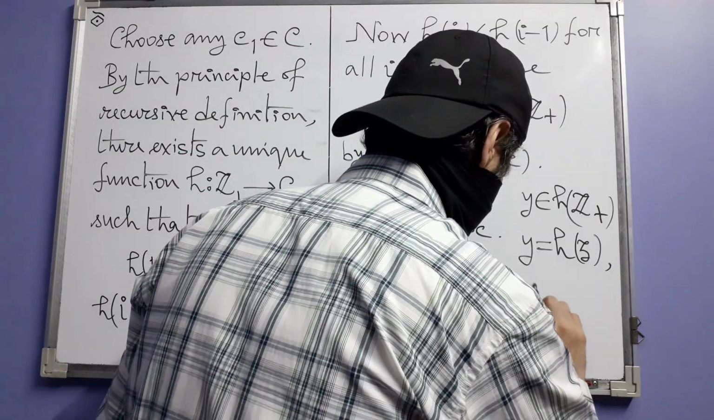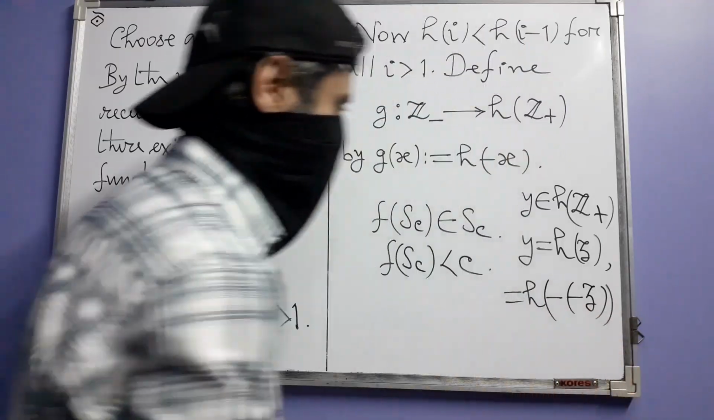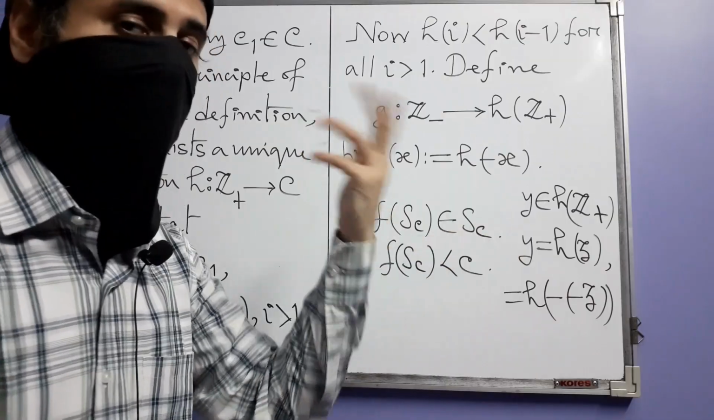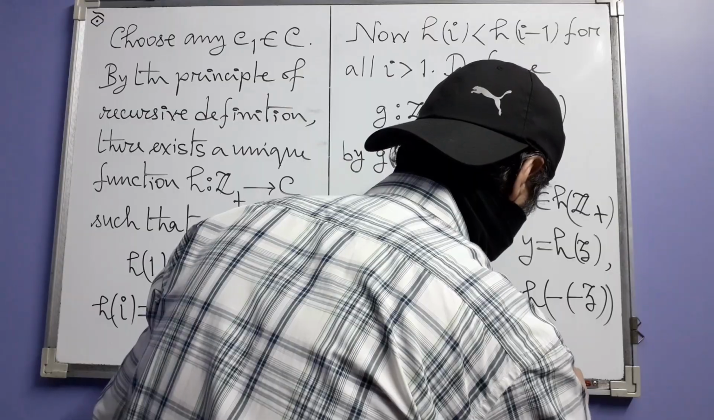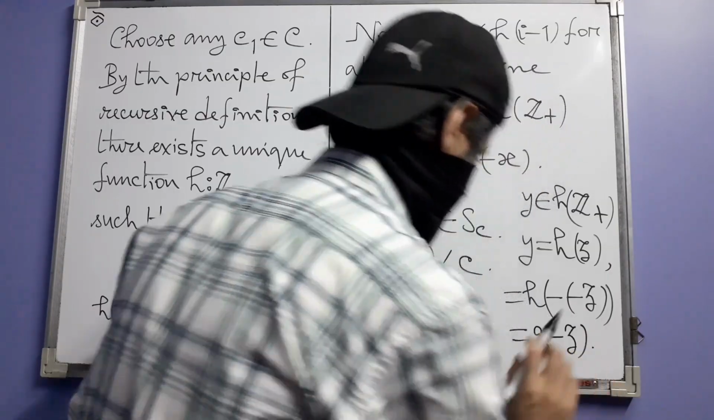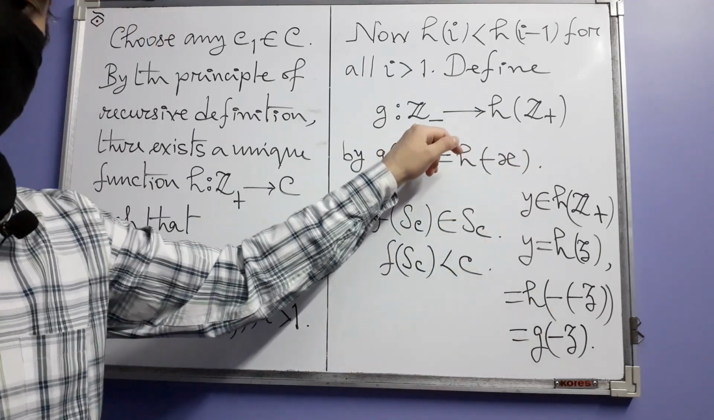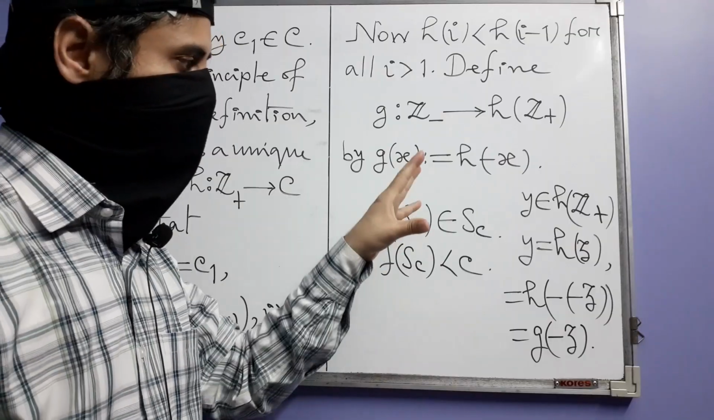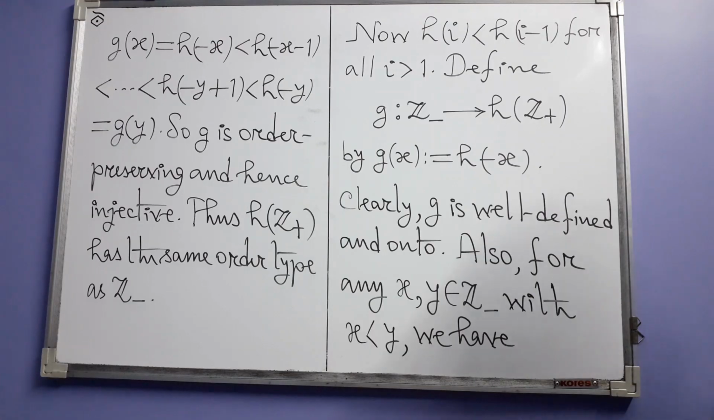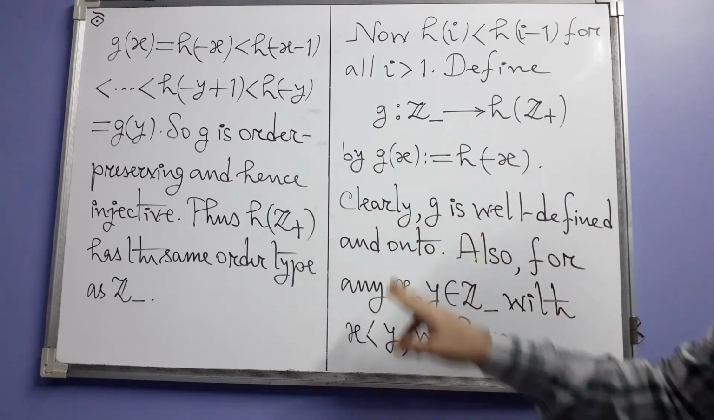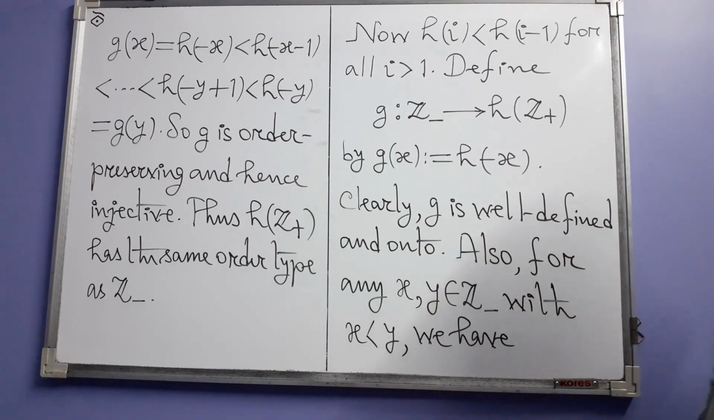Then by definition of this, y will be h of z, where z is some positive integer. So you can then write it as h of minus of minus z, where minus z now is a negative integer. So by definition of g, this will be equal to g of minus z. And that's how any element in this set is the g image of some element in this set. So that makes g onto. What else can we say about g? Okay, so we first write these things about g that we have seen just now. Clearly g is well defined and onto.